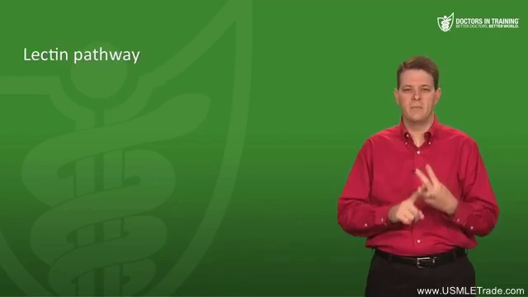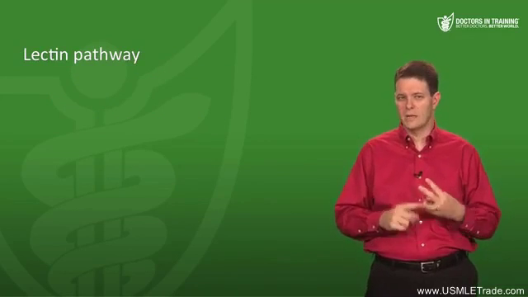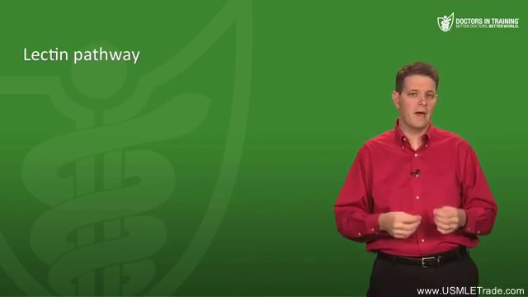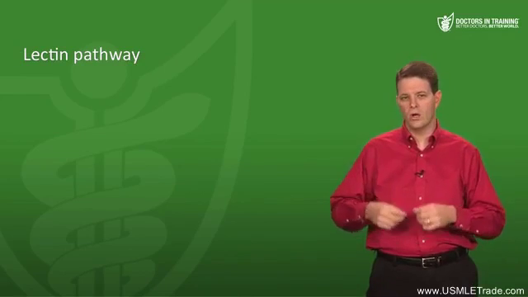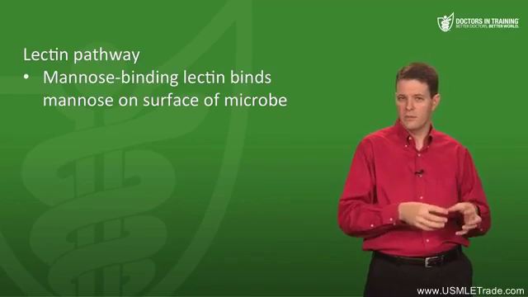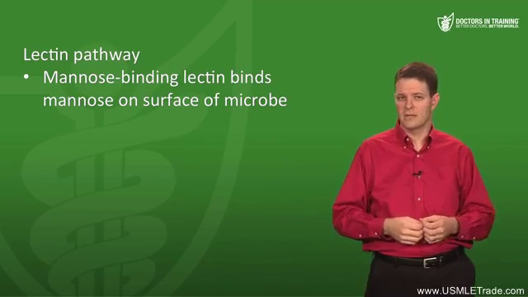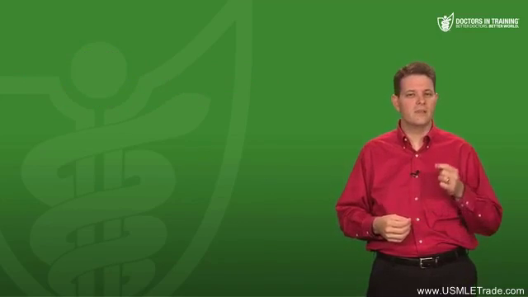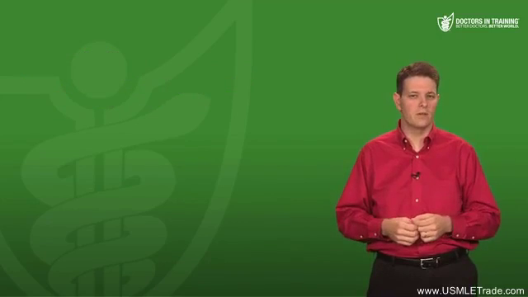There's also the lectin pathway. A lectin is a protein that can bind to a sugar. So in the lectin pathway, a specific lectin protein called mannose-binding lectin binds to a mannose sugar molecule on the surface of a microbe, and that kicks off the complement cascade. So definitely note those initial steps for each of those 3 pathways.